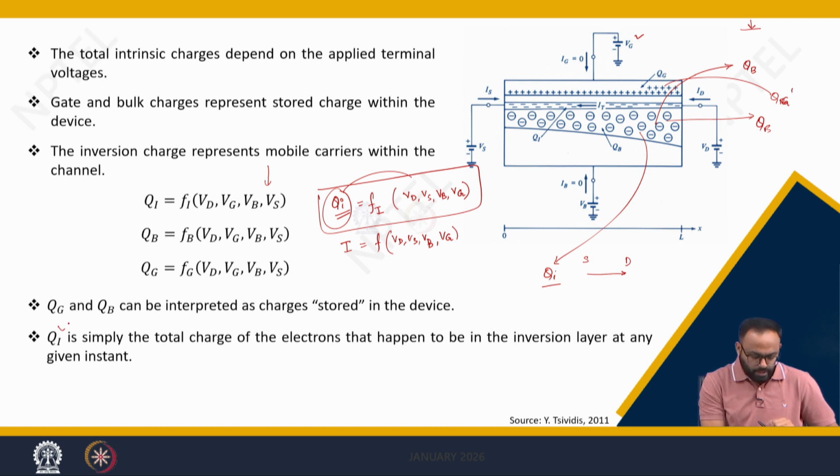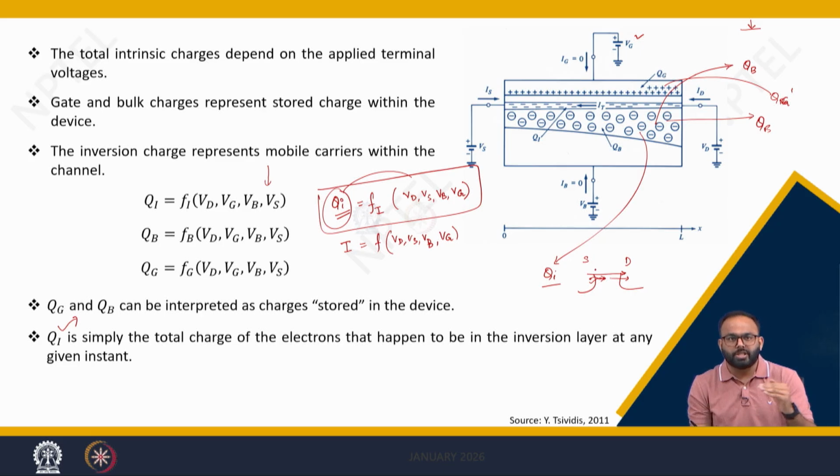So, we need to consider Qi as a moving charge. When you apply the voltage, one electron will come from the source and go to the drain. At the same time, because of the potential difference, another electron will come and replace the first electron. This is completely a statistical phenomenon. You cannot differentiate which electron comes first, which comes later, and how they replace each other. But in general we can say Qi is a moving charge, not a stored charge.